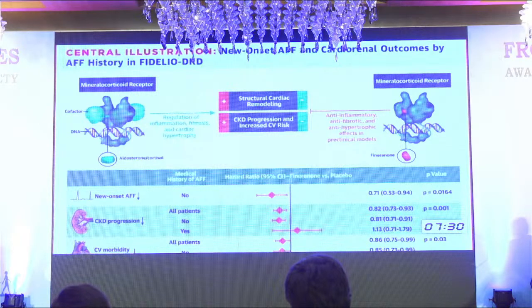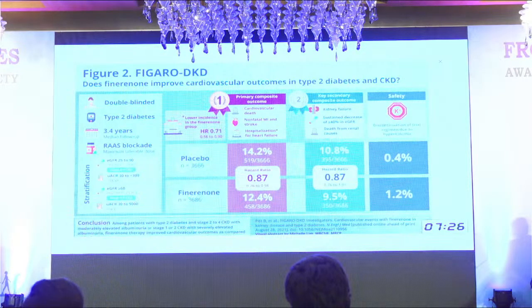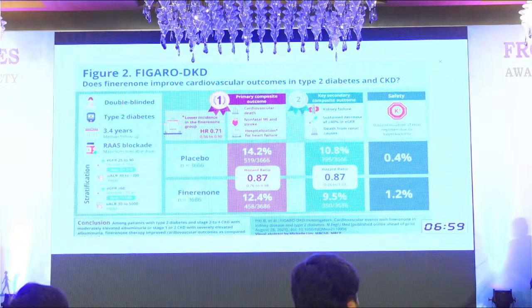These are the sub-analyses of Fidelio. Now the Figaro-DKD: does Finerenone improve cardiovascular outcomes in type 2 diabetes and CKD patients? The conclusion is, among patients with type 2 diabetes and stage 2 to 4 CKD, I hope you all understand that CKD is staged based on the GFR, which normally is supposed to be 90. Anything below 90 with proteinuria, we are going to stage by GFR. Depending on the GFR, the patient may be at stage 1, 2, 3, 4, or 5. But in Figaro-DKD we are speaking about stage 2 to 4 CKD with moderately elevated albuminuria, which we colloquially call microalbuminuria, or stage 1 to 2 CKD with severely elevated albuminuria, where Finerenone is going to show immense benefit.